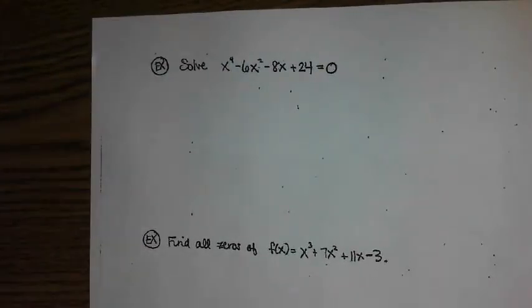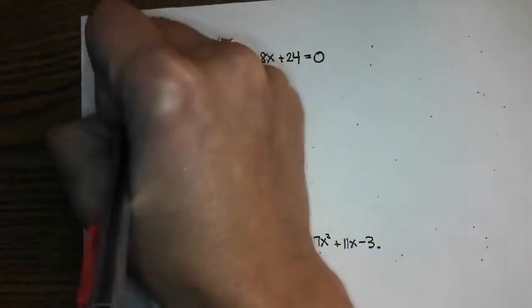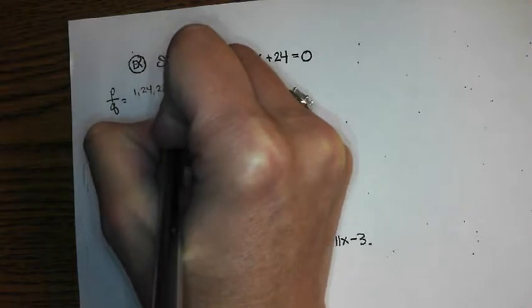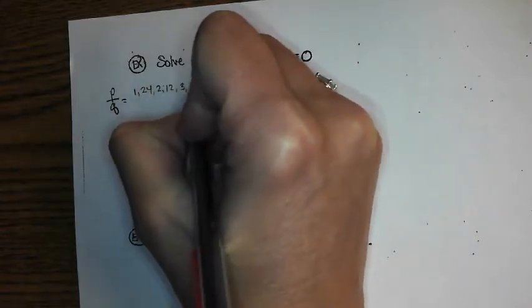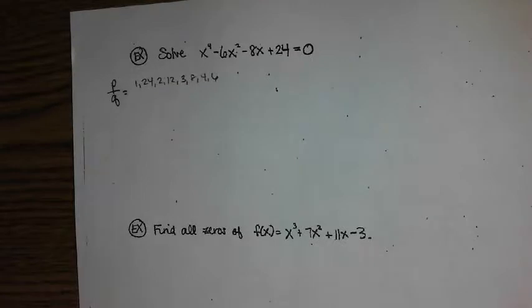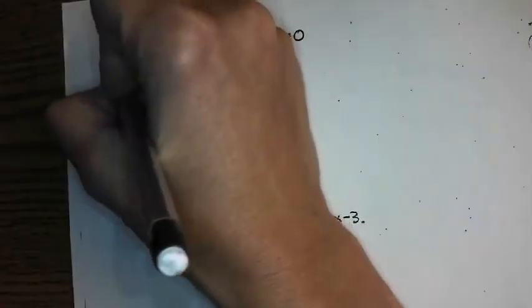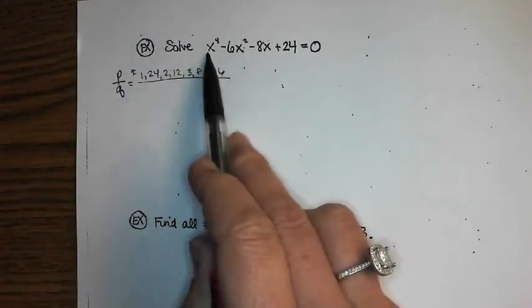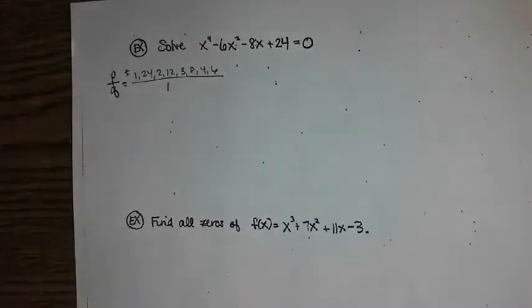Oh boy. Solve. So first, find your rational zero possibilities, right? So your p's over q's. We're going to get 1, 24, 2, 12, 3, 8, 4, and 6. Well, that's a lot. Not to mention the plus or minuses that have to go in front. Over, our q is just 1, so thank the Lord for that. So we have, how many possibilities? 16.